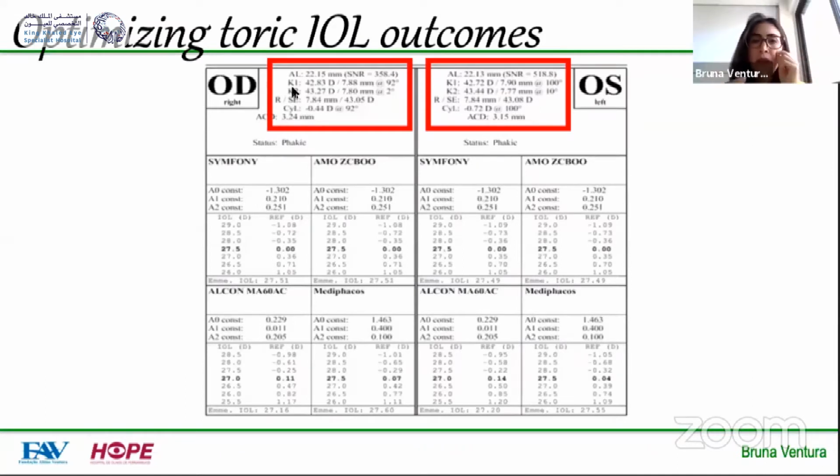So many people can look at that and say, well, that's enough for me to calculate and plan my surgery and to decide if I'm going to use a Toric IOL or if I'm not going to use a Toric IOL.